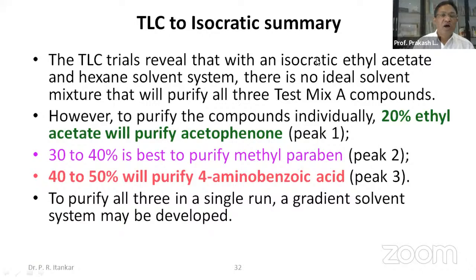So, the TLC isocratic summary: if you take the example that we discussed, we found that to purify the compounds individually, 20% ethyl acetate will purify the first sample, that is the acetophenone. So that tells us that if you keep 20% ethyl acetate, the first one will separate very well. But 30 to 40% ethyl acetate is needed to best purify the second peak, that is methyl paramine. However, 40 to 50% is needed for the last peak.